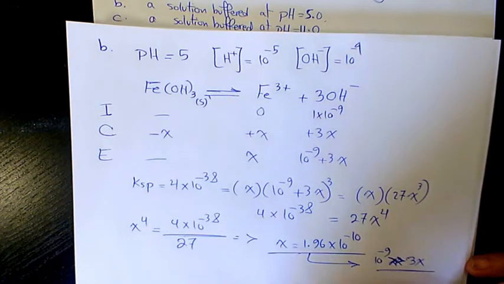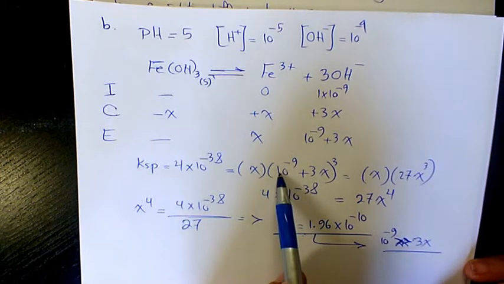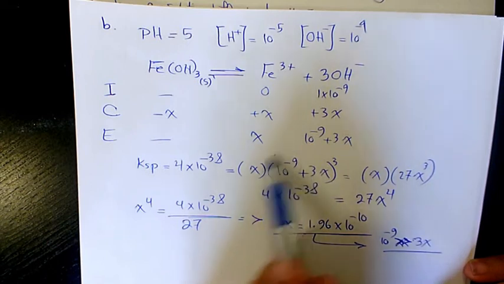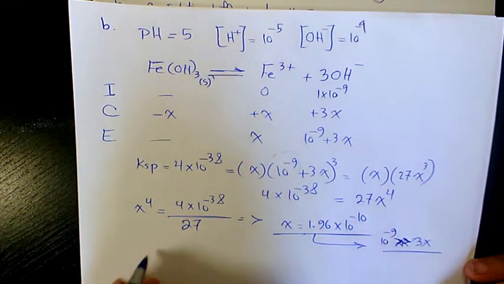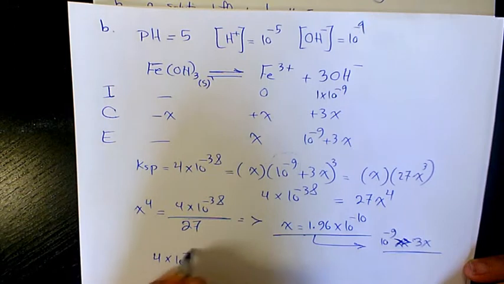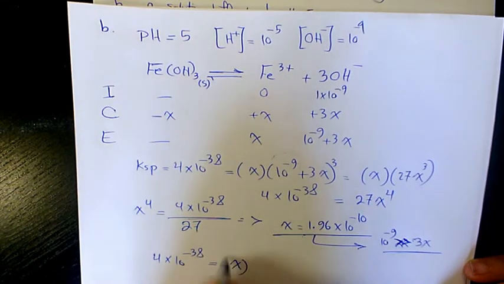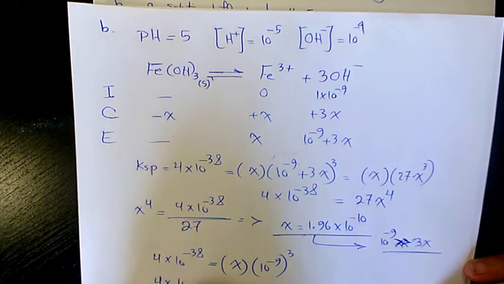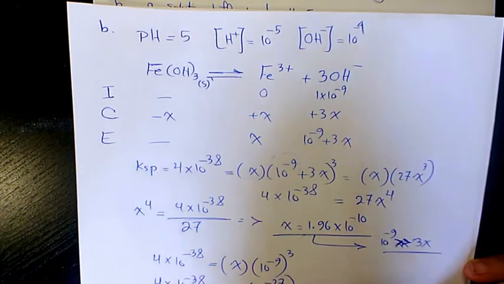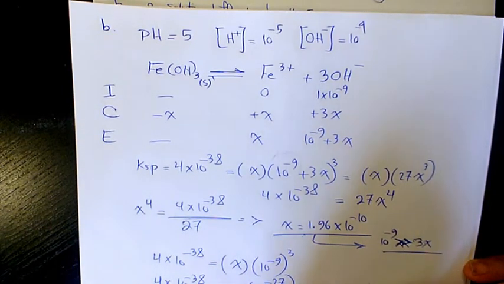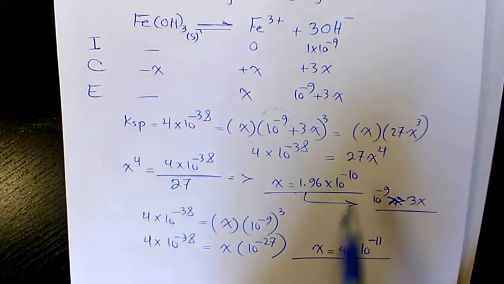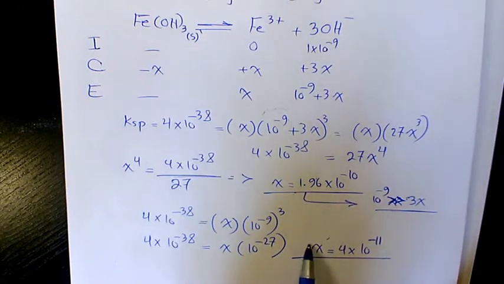Now let's do it the other way around. Let's not consider 3x and consider 10 to the power of negative 9. So it's going to be 4 times 10 to the power of negative 38 equals x times 10 to the power of negative 9 to the power of 3. So it's 4 times 10 to the power of negative 38 equals x times 10 to the power of negative 27. So x will be 4 times 10 to the power of negative 11.